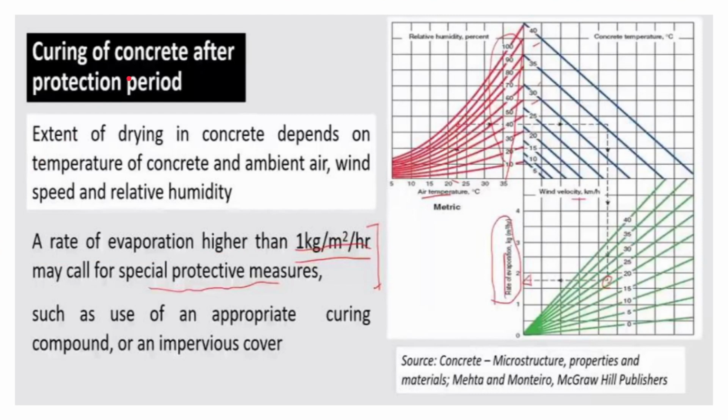So, curing of concrete after the protection period. The extent of drying in concrete depends on the temperature of concrete and ambient air, as we studied, wind speed and relative humidity. A rate of evaporation higher than 1 kg per meter square per hour may call for special protective measures, as we studied, such as use of an appropriate curing compound or an impervious cover.